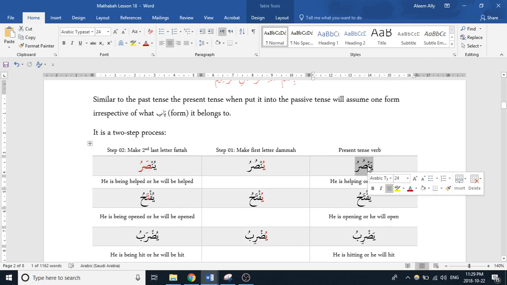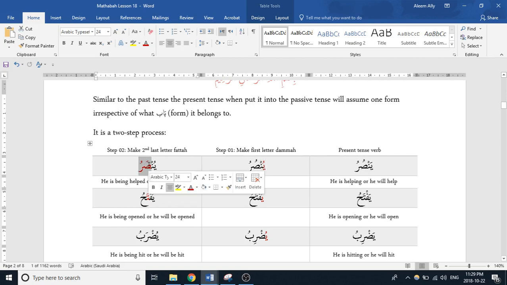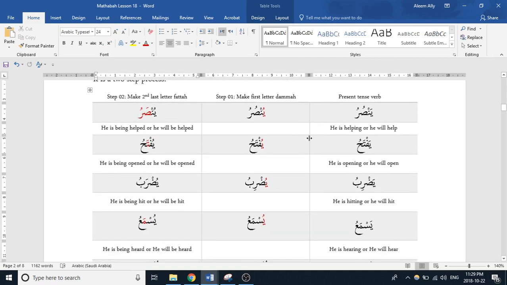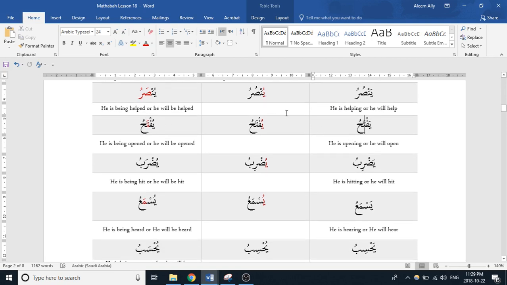Take the present tense verb, take the first letter, put a dhamma on it, then take the second last letter, put a fatha on it. By doing that, you would take yansuru, it would become yunsuru, and then finally yunsaru, and it would go from being he is helping to he is being helped. Fataha would be yaftahu, and then it would turn into yuftahu. Really, there's not much to this one because the fatha is already there in its original form. It would become yuftahu, which is he is opening to he is being opened or it is being opened.